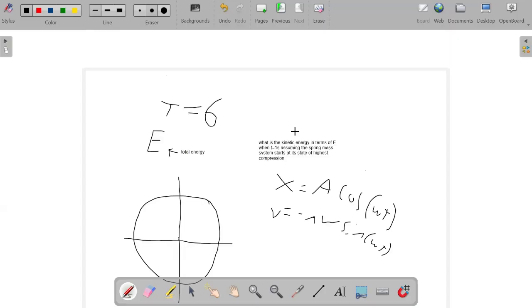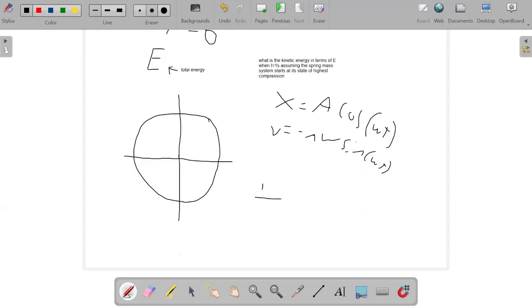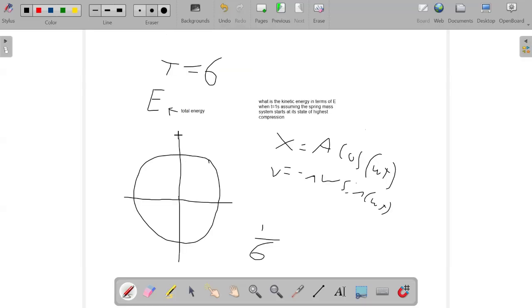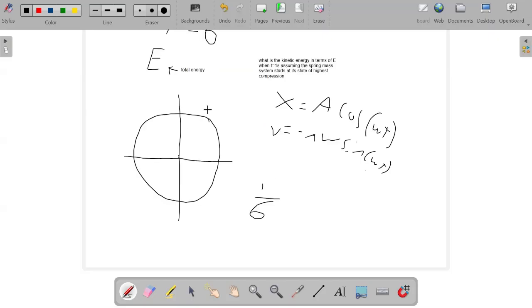So let's quickly get back to the circle. If we're at t equals 1 second, then that means we're 1/6 of the way through the period. The total degrees for a period, a period is when it's traveled through all 360 of these degrees. So 1/6 of the way through that means you've traveled through 60 degrees. So that means we can plug in 60 degrees into this sine omega t.